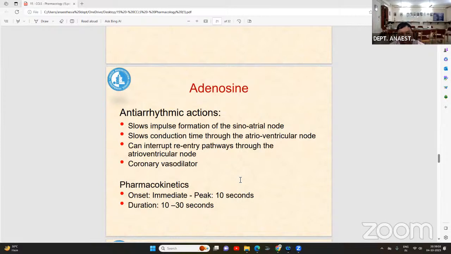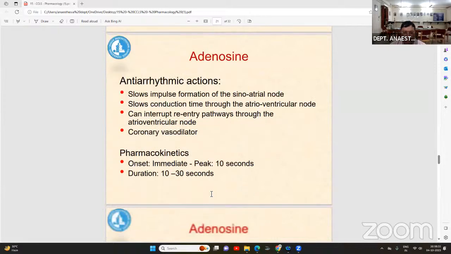It is also used as a coronary vasodilator. The onset is immediate, the peak is at 10 seconds, and the duration is 10 to 30 seconds, because it is a very, very fast-acting drug. The moment you give the drug, it must reach the heart within about 20 seconds, otherwise there is no use of this drug.